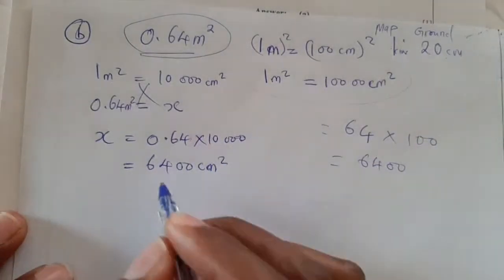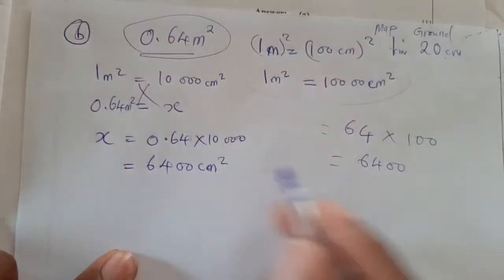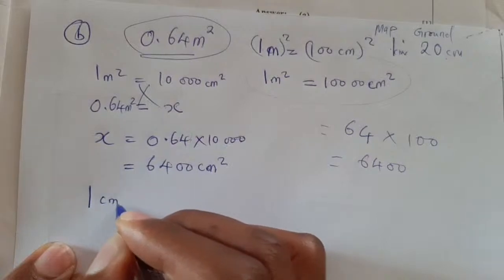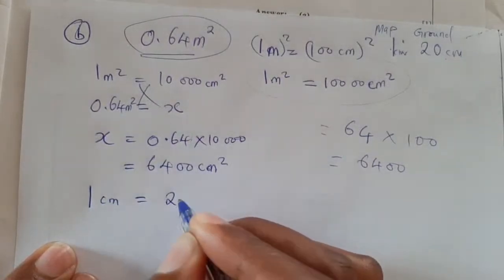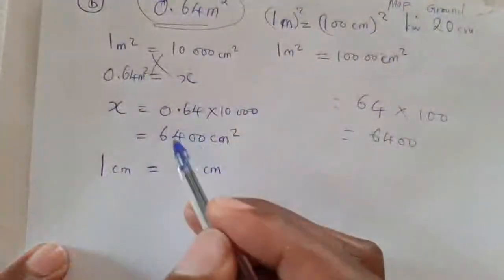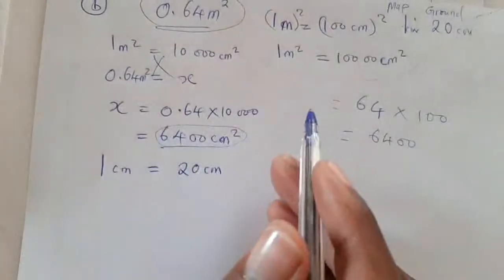All right? So after converting, I can bring this scale which I was given. The 1 centimeter is equal to 20 centimeters. This is the scale. Now, the unit we are using here is in square.